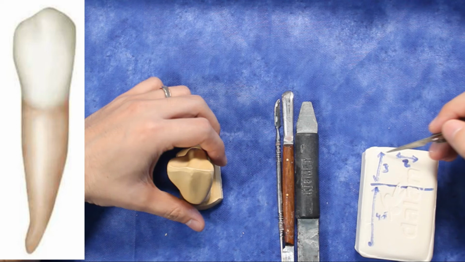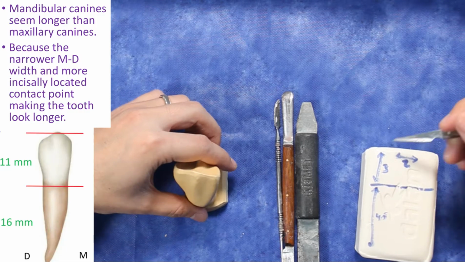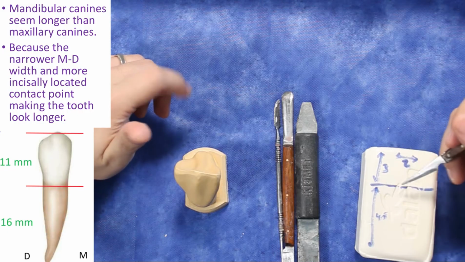Hey everyone, today we are carving something different. We will carve a mandibular canine with a root. I know it will be our first carving with a root, so watch carefully for our tips.